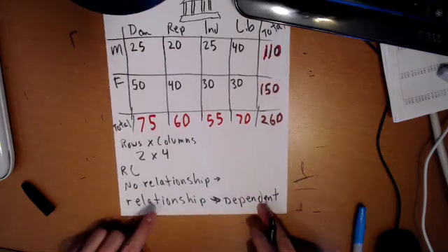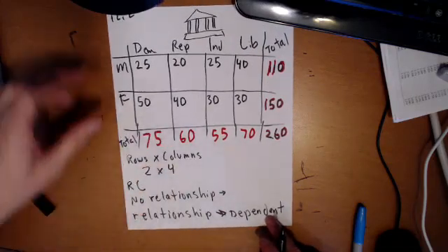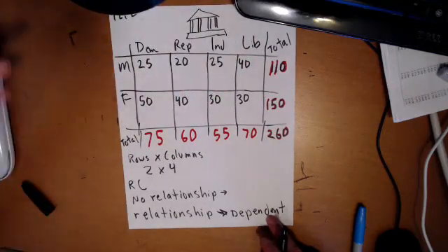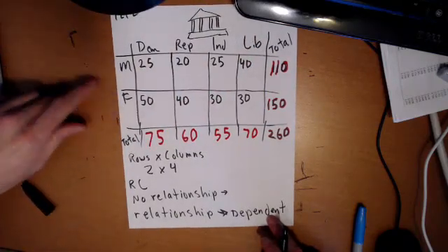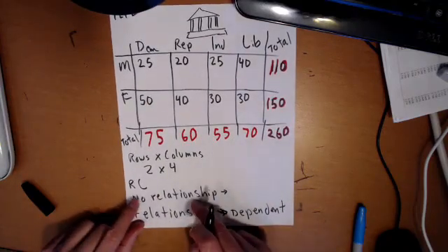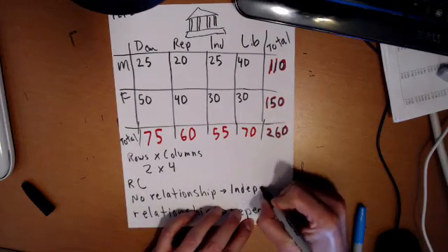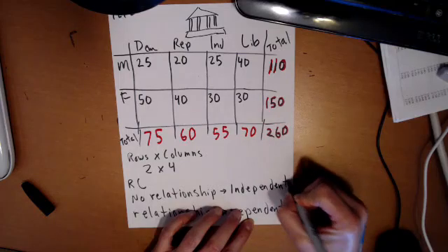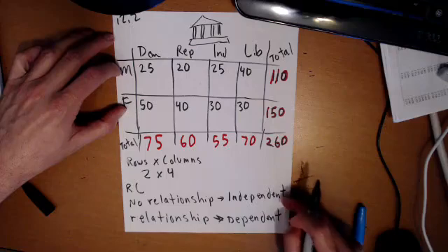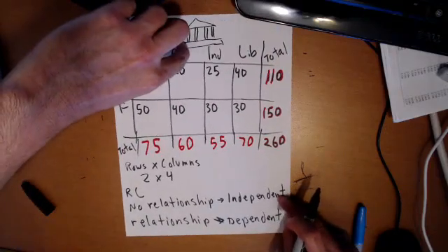If there's a relationship, if there's a dependence, then you could say something like, you tell me the person's gender, and I can tell you what political party they're in. So just to be stereotypical, it's a female, they're probably Democrat. So that would mean that there's a relationship, a dependence. If there's no relationship, then we would say that the variables are independent. There is no relationship.